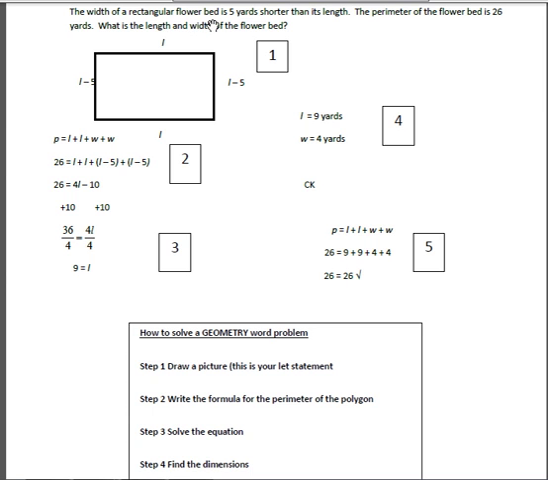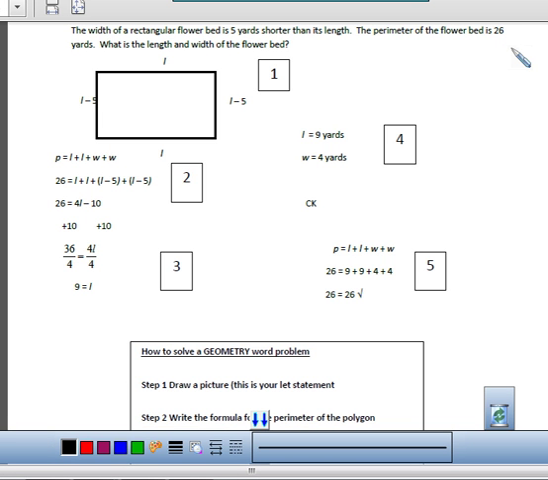The width of a rectangular flower bed is 5 yards shorter than its length. The perimeter of the flower bed is 26 yards. What is the length and width of the flower bed? So you need to find both the length and the width. You're trying to find both. Okay? Now, I always like to follow my BUCK strategy.